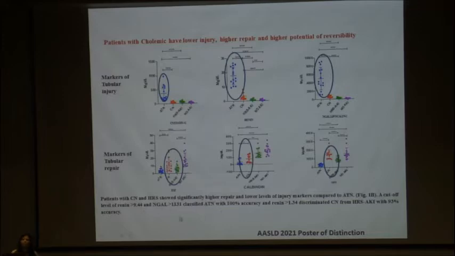So when we use the linear discriminant analysis approach, and this work we presented this year in the AASLD meeting, we found that NGAL level above 1100 and a renin level above 9.4 could accurately detect ATN. And between HRS and colemic nephropathy, if your patient had a renin above 1.34 and low levels of this could differentiate colemic from HRS.